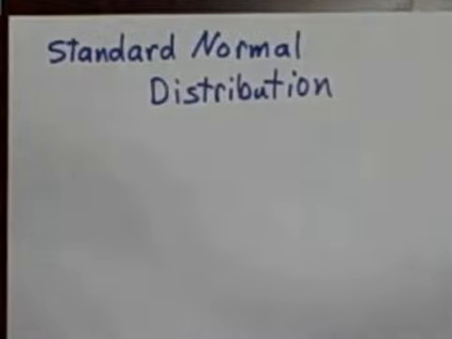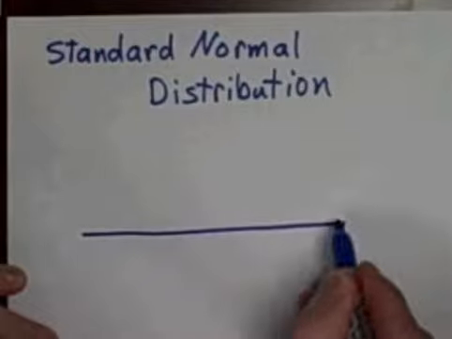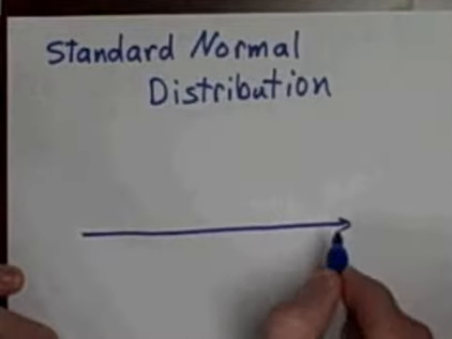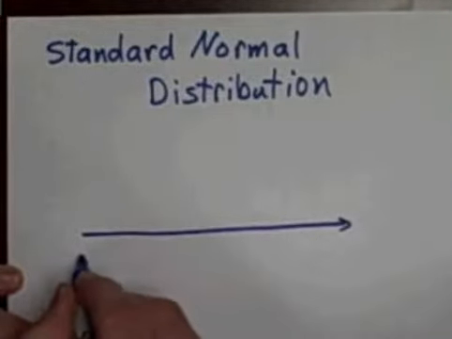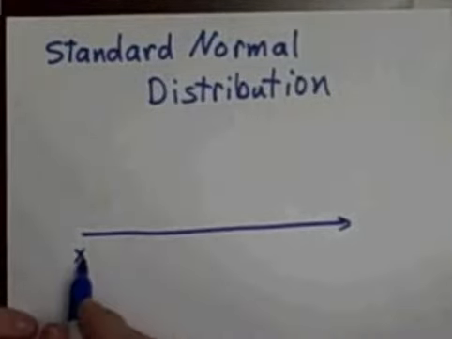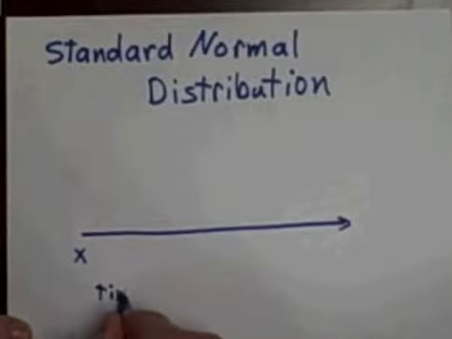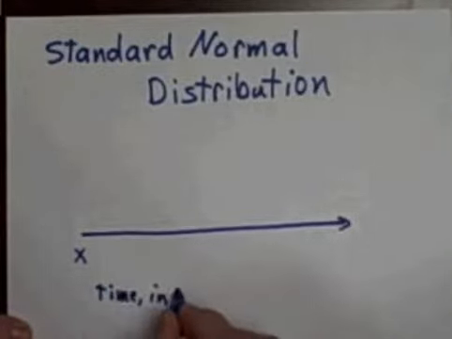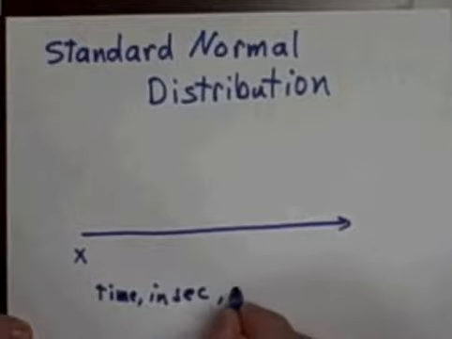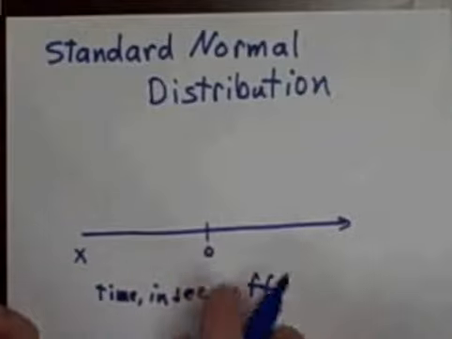So, what I want you to imagine is that we have a line here, a number line, and that's the x-axis, and this x represents the time in seconds that the clock is off. Okay? So let's put 0 here, right here in the middle.